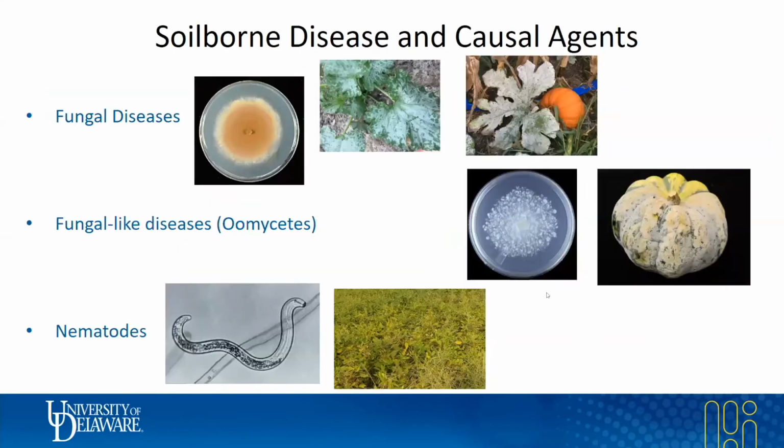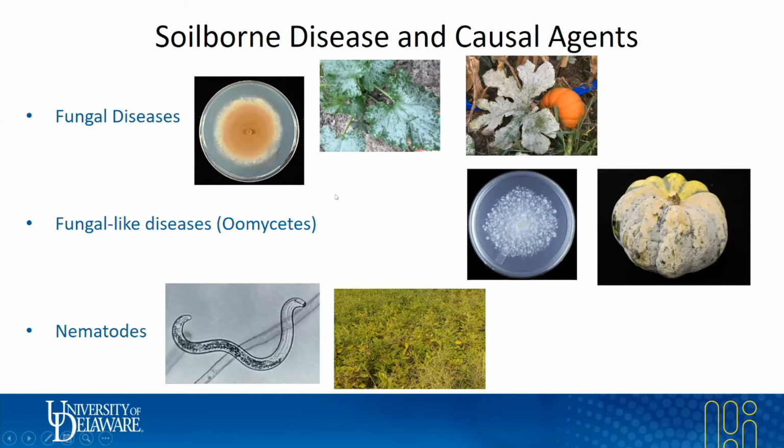And I'll start today by just thinking about this concept of soil-borne disease and the organisms that cause these diseases. In the examples I'm going to give today, we're going to focus on three different groups. So we have fungal organisms, and these are causing fungal diseases. And then we also have fungal-like diseases. These are groups such as oomycetes and include things like Pythium and Phytophthora.